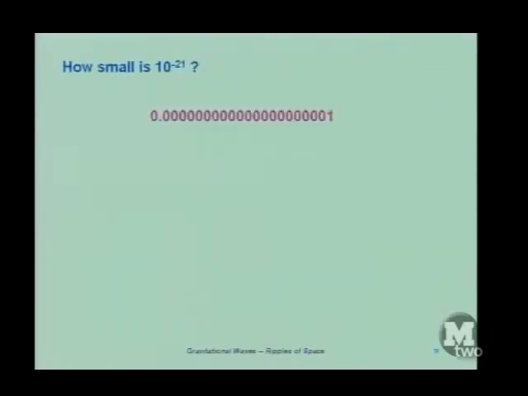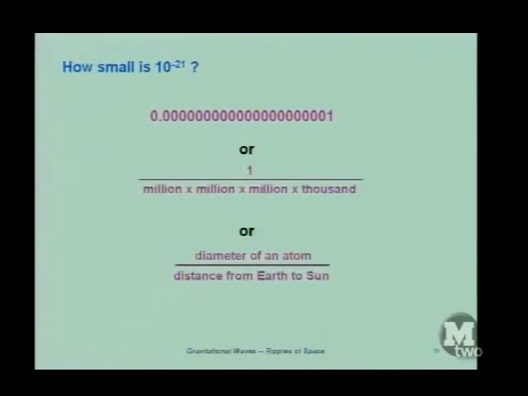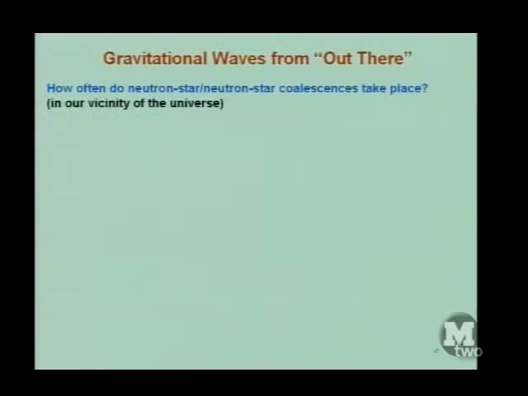How small is 10 to the minus 21 anyway? Well, that's one way to write it. Another way is 1 over a million cubed divided by another factor of 1,000. Or the diameter of an atom divided by the distance between the Earth and the Sun. So it is an experimental challenge to measure something like that. And I'll tell you about it next week.